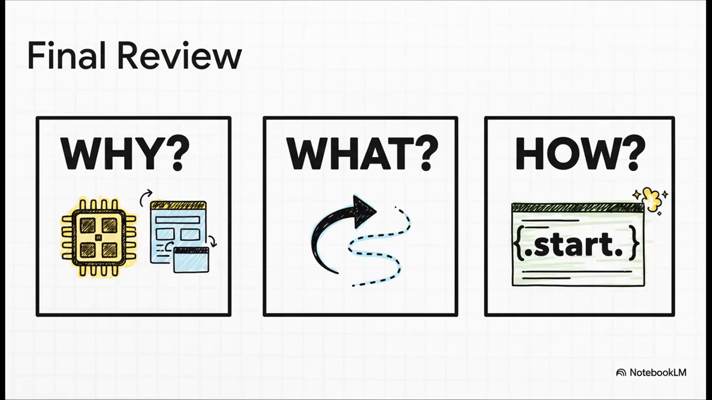So let's recap one last time. Why do we do this? To make our apps feel snappy and to use all that horsepower in our CPUs. What is a thread? It's just its own little path for our code to run on. And how do we do it? Just remember the recipe. New thread, give it a job, and call .start.